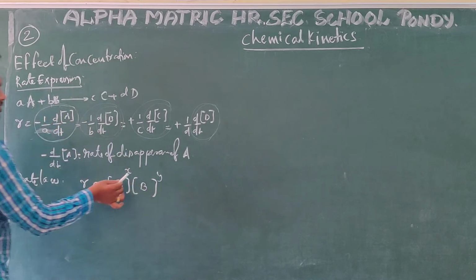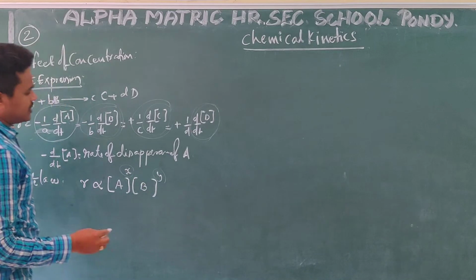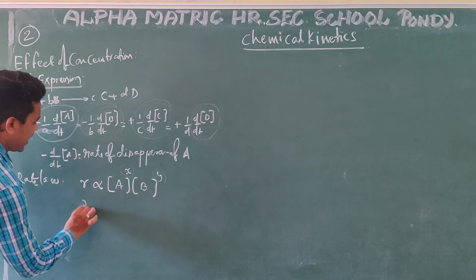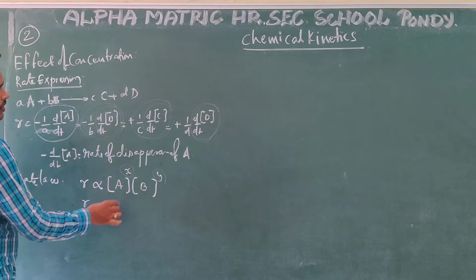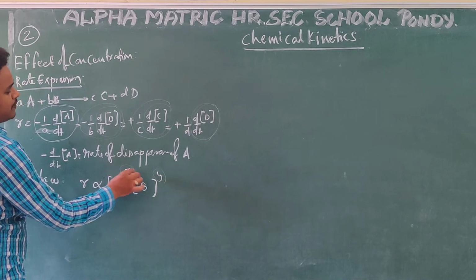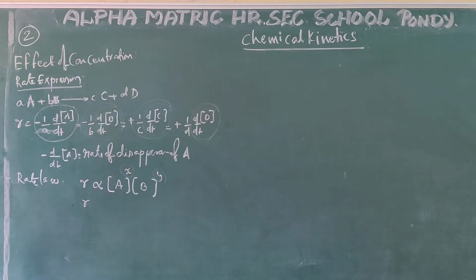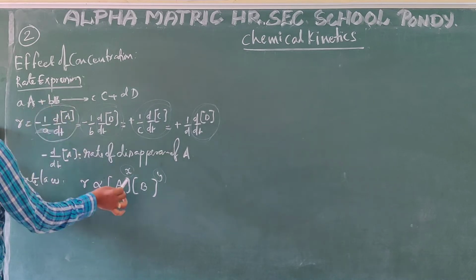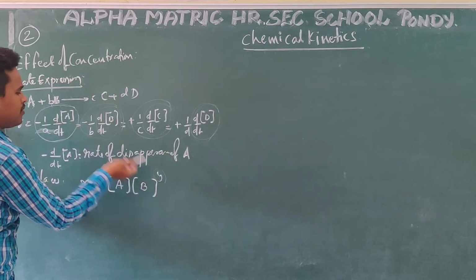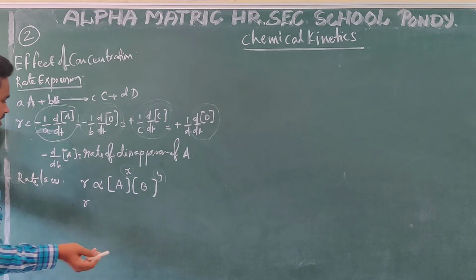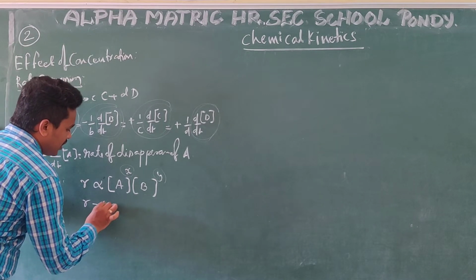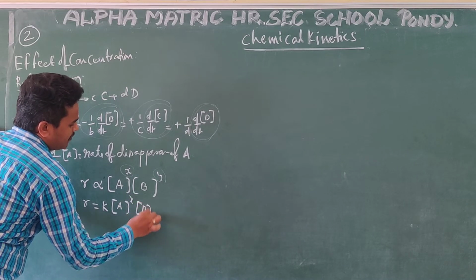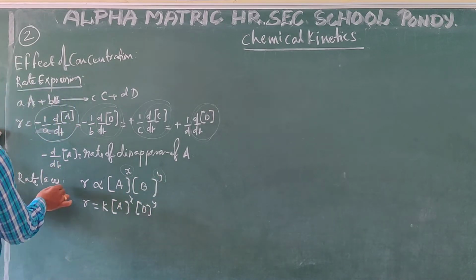They may be equal, or x and y may be something else. These x and y are written based on experimental results. The rate is directly proportional to the concentration of A and the concentration of B raised to their powers, which are some numbers, not the stoichiometric coefficients. Sometimes a and b may be there, x may be equal to a and y may be equal to b, but that is not compulsory. R is equal to k into [A] power x, [B] power y.